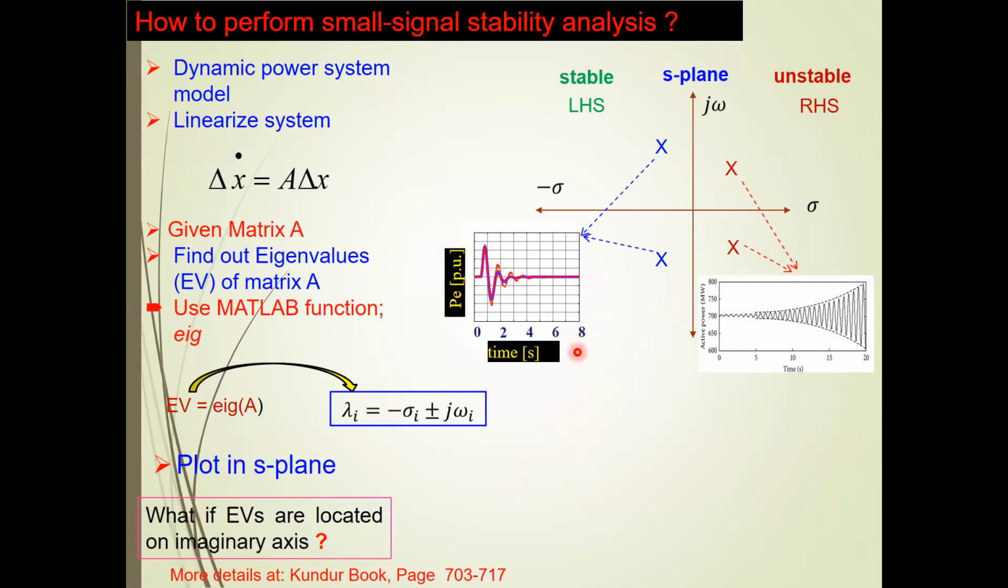Then what about if you have the eigenvalues on the imaginary axis? It will be oscillating, but at a constant rate. It will not damp. Here you find the system response is damped out, and in this case it is undamped. If you have the location on the imaginary axis, the system response just oscillates at a certain magnitude. It is not damped out. You can find more details about this analysis in the Kundur book, or maybe we will also discuss it in more detail later on.